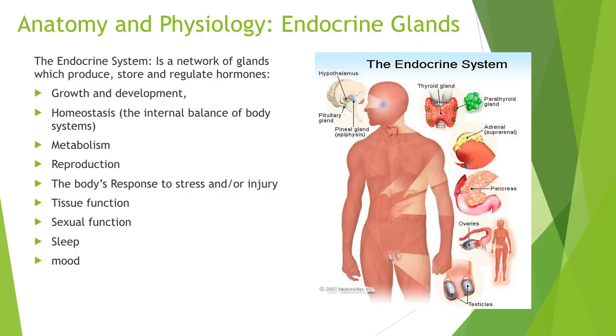When we look at the anatomy and physiology of the endocrine glands, they affect many different areas of the body, such as growth and development and homeostasis. It can also affect metabolism, tissue function, sleep, and mood, as well as it provides the characteristics for both men and women for their sexual function and reproduction.